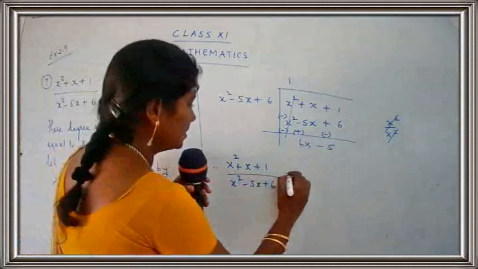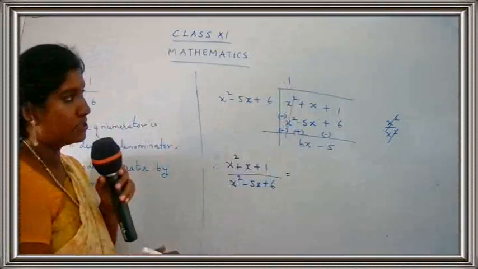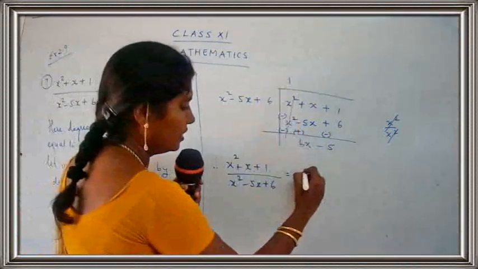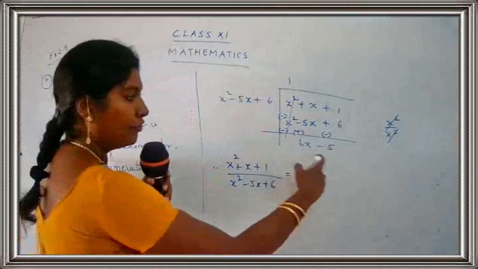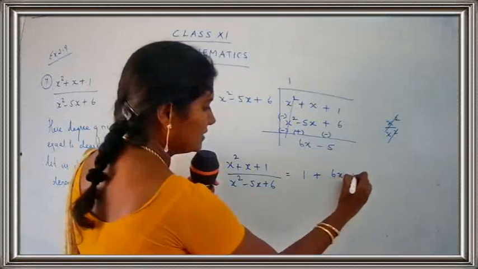So I'll write the given expression, x square plus x plus 1 upon x square minus 5x plus 6. Now how are you going to write this down? First of all, you are going to write the quotient. What is the quotient given to you? It's 1. So write down here quotient 1. You have to take the main sign as plus. You have to write the remainder, that is 6x minus 5.